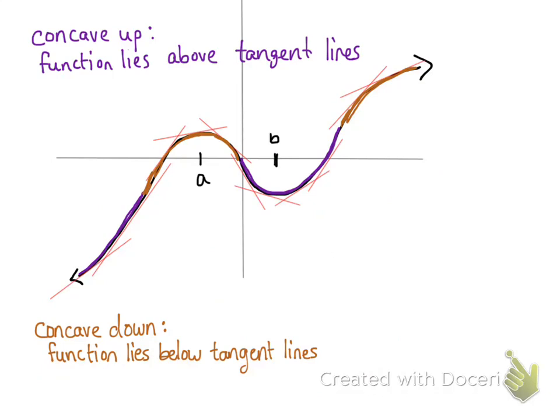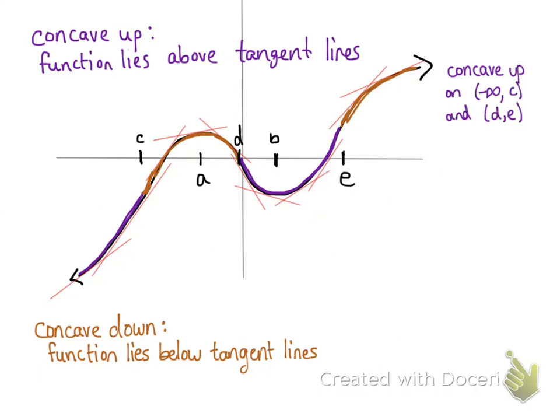There's A and B from before. A is where there's a local maximum, and B is where there's a local minimum. But now we also have a few other x values that are important, C, D, and E, where the concavity of the graph switches. It switches from concave up to concave down, or concave down to concave up.